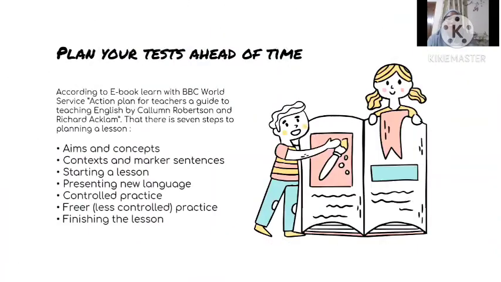Okay, first one is plan your task ahead of time. According to the ebook Learn with BBC World Service, Action Plan for Teachers, a guide to teaching English by Colin Robertson and Richard Acklam, there are 7 steps to planning a lesson. Aims and concept, context and marker sentence, starting a lesson, presenting the language, controlled practice, less controlled practice, finishing the lesson. So before you plan your tasks ahead of time, I think you can consider these 7 steps, and I think these steps will make your lesson plan improve better.